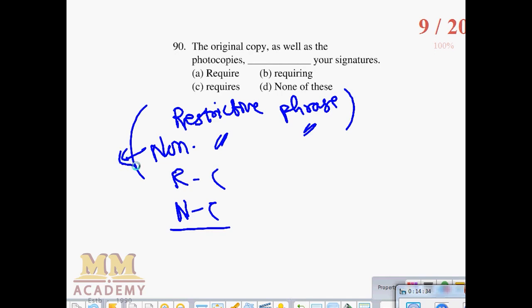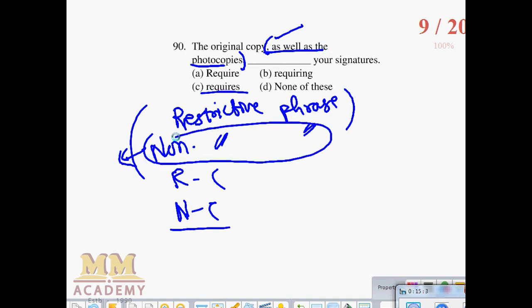So we have got "the original copy, dash your signature." Suppose the right answer is "required," right? So the original copy, now read it without the phrase: "The original copy requires your signature," no problem. "The original copy as well as the photocopies require your signature," no problem, right? Even if you remove it, the sentence will still give meaning. So it means that "as well as the photocopies" is a non-restrictive phrase. Now, if you get a non-restrictive phrase, the verb will agree with the actual subject, not with the non-restrictive phrase, right?